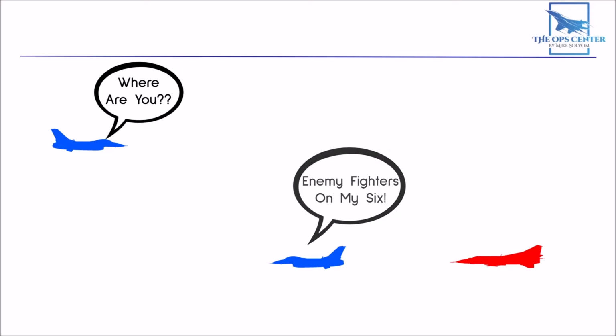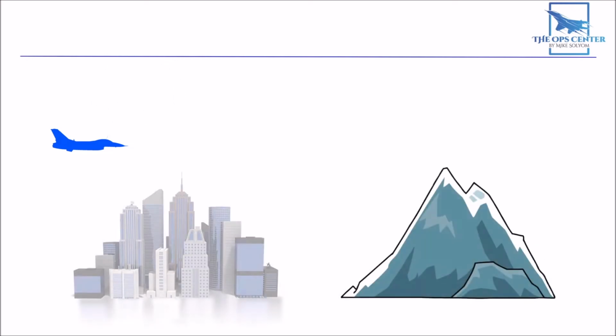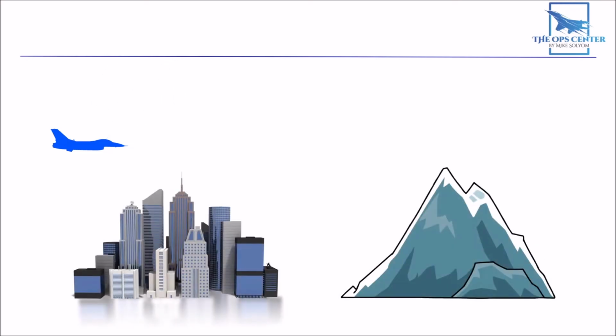The simple solution for this was to agree to a common reference point ahead of time for everyone involved in a mission. Now someone could say there are enemy fighters 10 miles north of the reference point. Then everyone who hears the message would know exactly where that is. Using a very prominent landmark like a mountain or a city makes this a lot easier for everyone involved. That way they can just look out of the canopy and see it. No special technology is needed for a reference point you can see with your own eyes.